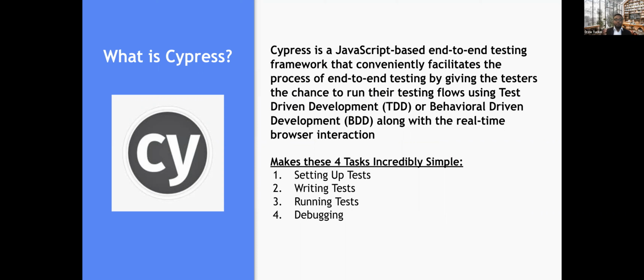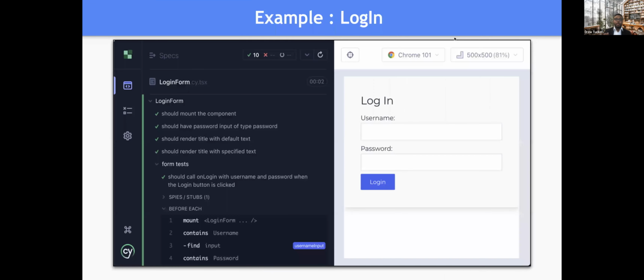What does all this actually really mean? That we can do 4 tasks incredibly simply. So we can set up tests, we can write tests, we can run tests, and we can debug. So let's go through a quick example. The end-to-end automation testing with Cypress simulates the real-world human interactions in the UI part inside of the browser. So in this example, we're looking at the testing for a login form.